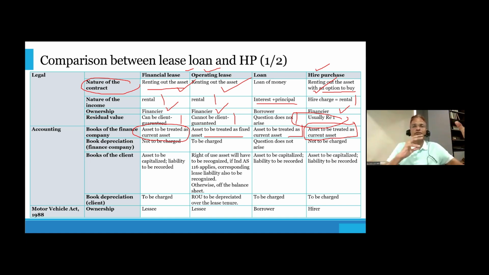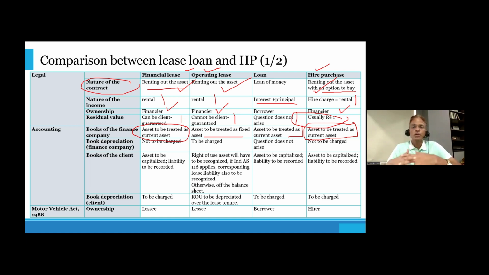Accounting. So we are deviating from legal ownership there. Legally, the asset is owned by the lessor in case of financial lease. Legally, the asset is owned by the financier in case of hire purchase as well. But in both financial lease and hire purchase, the asset is not treated as an asset in the books of the lessor. Rather, the lessor only shows the receivables from the lease as his asset. Because the asset is not capitalized by the lessor, the question of depreciating the asset does not arise.